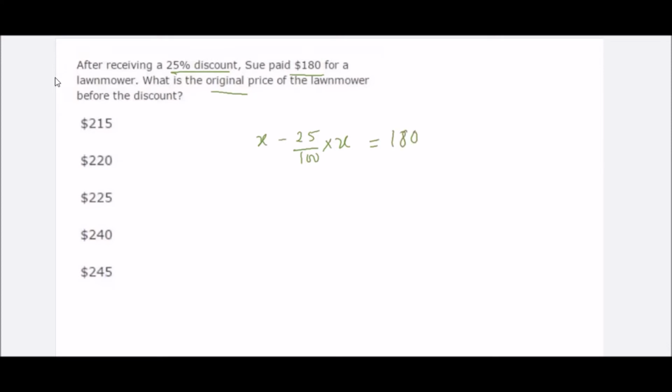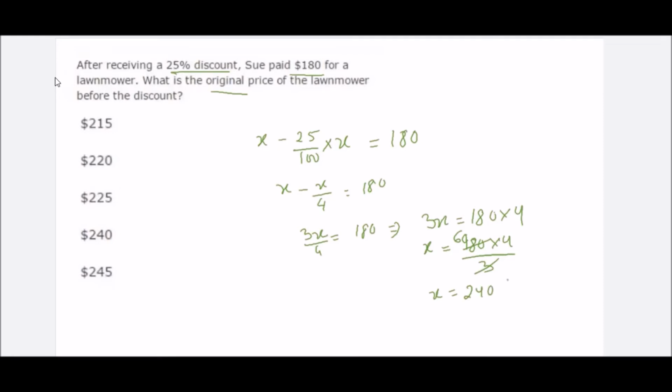So solve it, it will become X minus X by 4 is equal to $180. So 3X by 4 will be 180, which implies 3X equals 180 into 4. So X equals 180 into 4 divided by 3. 3 cancels out, 60, and X equals 240. So this is the original price. So the answer option is D, this one.